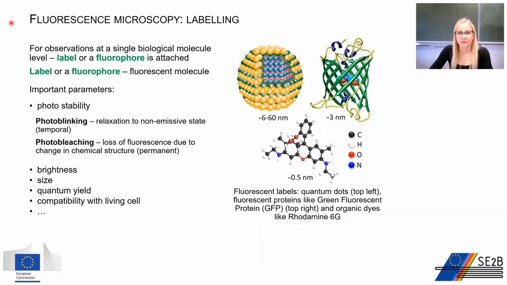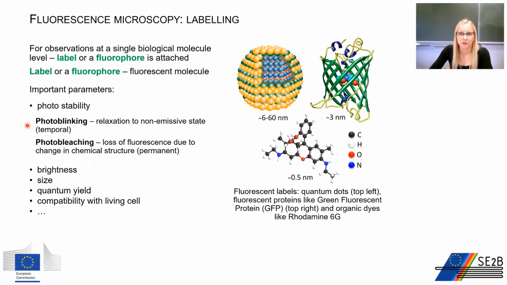Another important thing in fluorescence microscopy is labeling. To observe single biological molecules, a fluorescent molecule called a label or a fluorophore can be attached to the molecule of interest. Then the most important thing is to choose the proper label. There are several important parameters which must be considered while choosing the label. First is photostability. For particular experiments, photoblinkable labels are chosen.